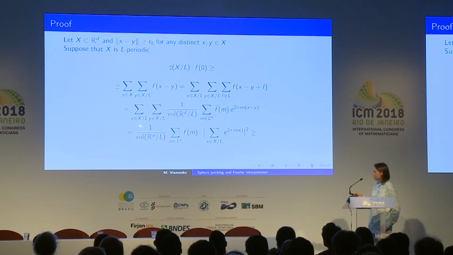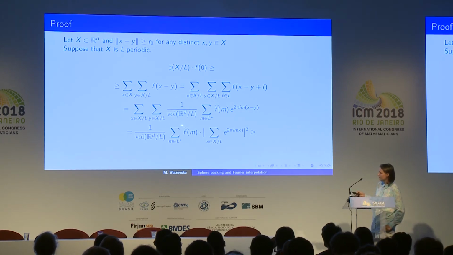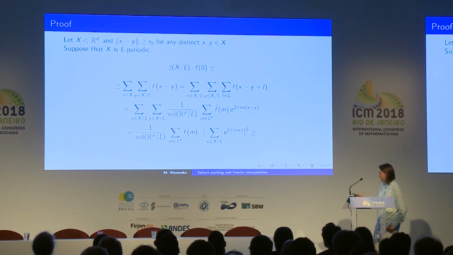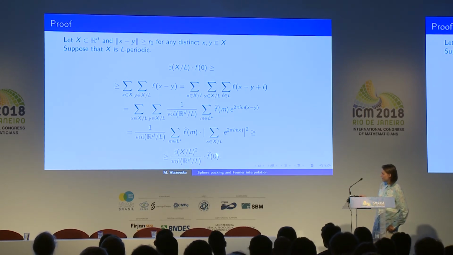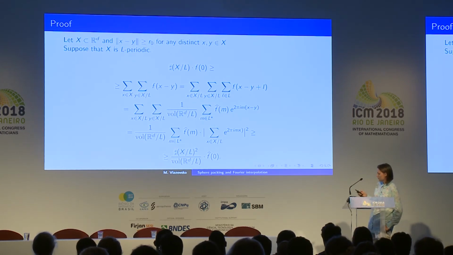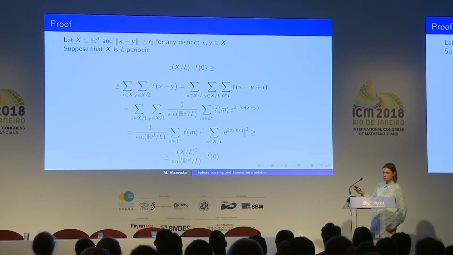On the other hand, we also know from the second condition that the values of the Fourier transform are also non-negative, and the value of f at 0 is equal to 1. So we just use this estimate and arrive at the following inequality. Now when we compare what we had here and what we have here, we can estimate the number of points of X modulo L by the co-volume of L, and then multiply it by the volume of a ball of radius R0 divided by 2, and we get exactly the statement of the theorem.